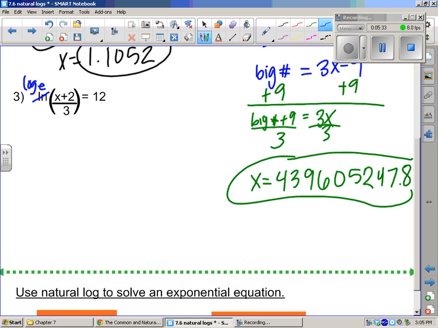So e to the 12th equals x plus 2 over 3. So again, e to the 12th is going to be a pretty big number. Miss Johnson's fast on that calculator.